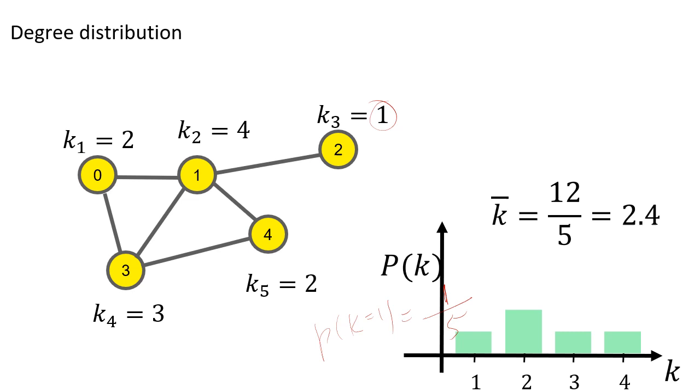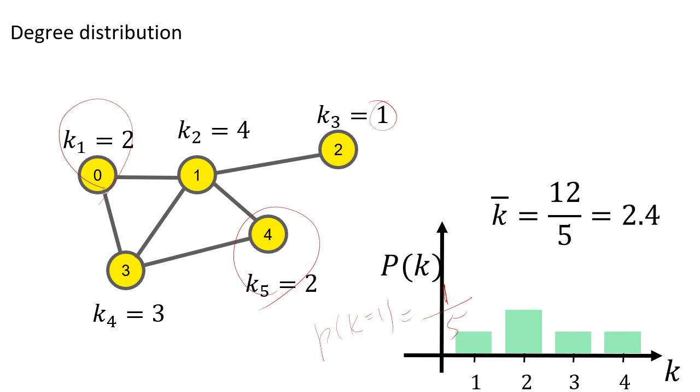Similarly, degree 2 appears twice. This one and this one are degree 2 nodes, so you can obtain a histogram like this one. And degree 3 appears once, and degree 4 appears once, so you have a histogram like this one. So you can plot pk versus k. It is the degree distribution.